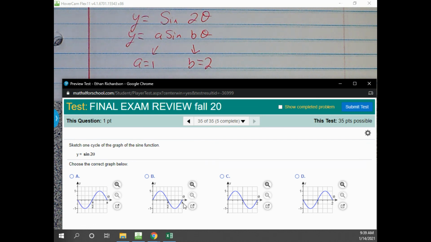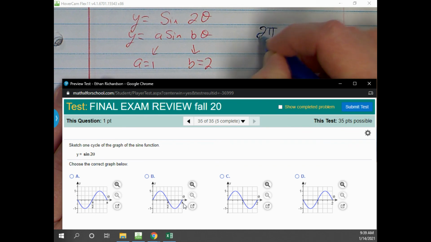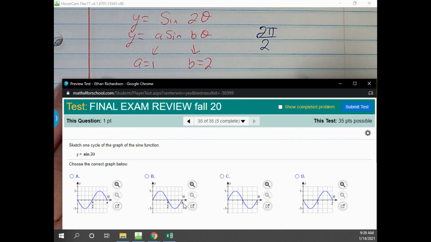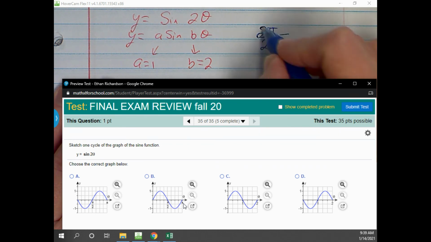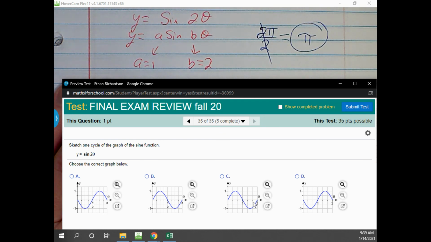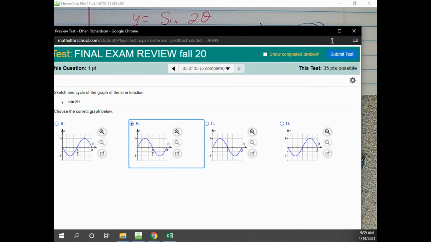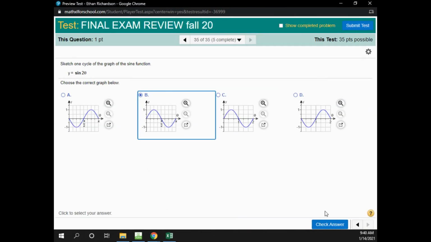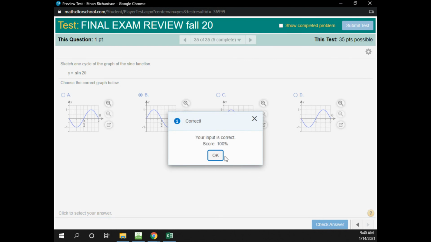So really it comes down to this period that we get. And for the period, it was 2 pi divided by the B term. So 2 pi divided by 2, the 2's cancel. That leaves you pi. So this thing has to stop at pi. And if you check, this one stops at 2, this one stops at pi. So B should be the correct answer. So if we check it, then we're good to go.